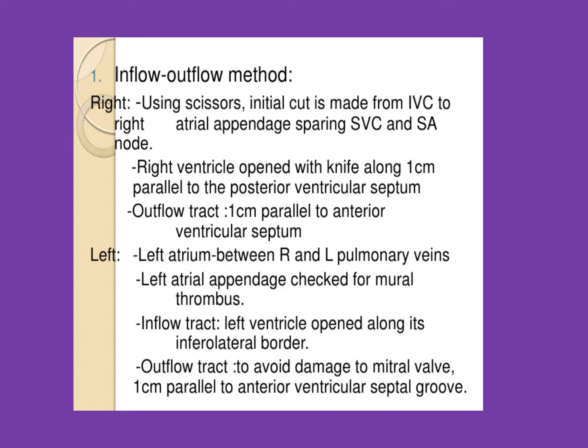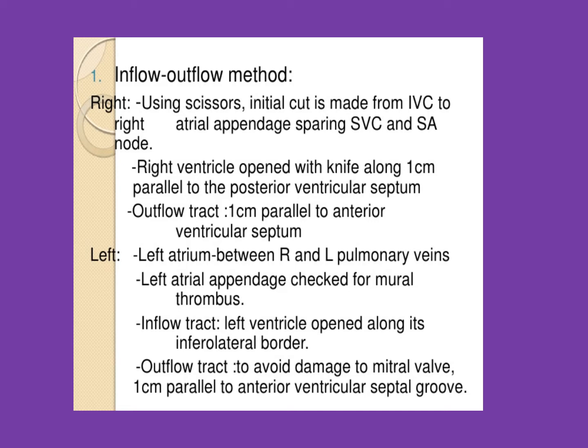In the inflow and outflow method, although this is best demonstrated in actual heart dissection, using sharp scissors, you make the initial cut from the inferior vena cava to the right atrial appendage, sparing your SVC and SA node. The right ventricle is then opened with a knife 1 centimeter parallel to the posterior ventricular septum, and then the outflow tract is opened 1 centimeter parallel to the anterior ventricular septum.